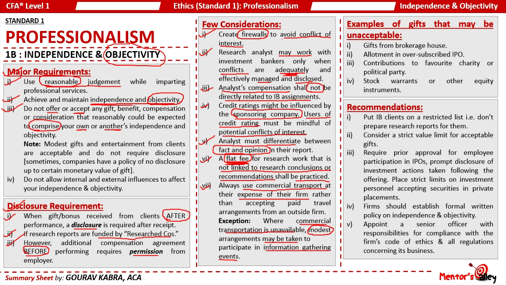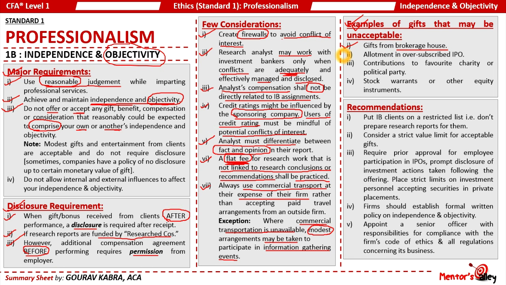There are some examples of gifts that are not acceptable at all. The first is any sort of gift received from your brokerage house. The scenario here is that you have your clients for whom you manage their trades, and you have a brokerage house which gets your trades done. So if you are receiving any gifts in return from a brokerage house, then that might signify your bias towards them. So any gifts received from a brokerage house are not acceptable at all.